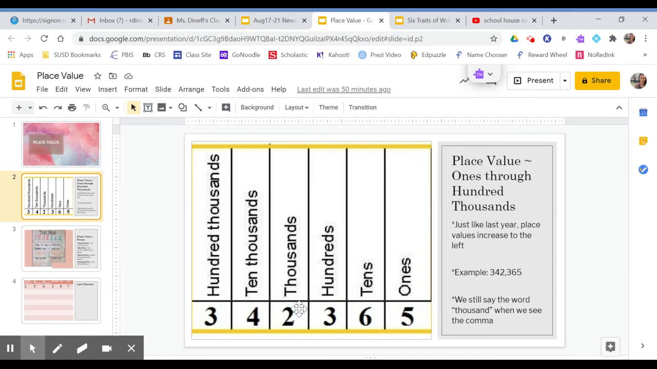So if we cover up the end where it says 365, we would say this number on the left as 342. That is the same as the right. The only difference now is that we have the comma, which is where we say the word thousand. So this whole number we would say as 342,365.